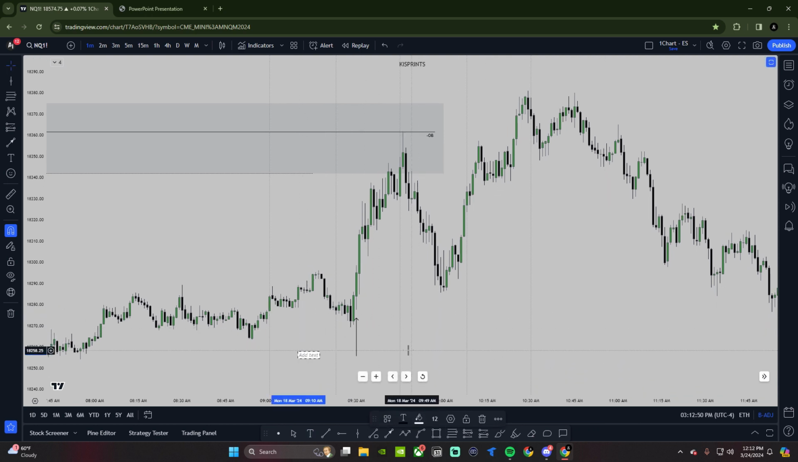So we would consider this accumulation, which is quarter one. This would be manipulation, which is quarter two. This would be distribution, which is quarter three.